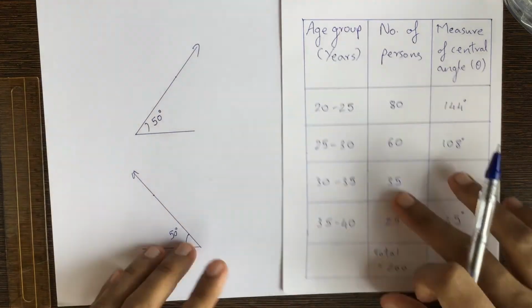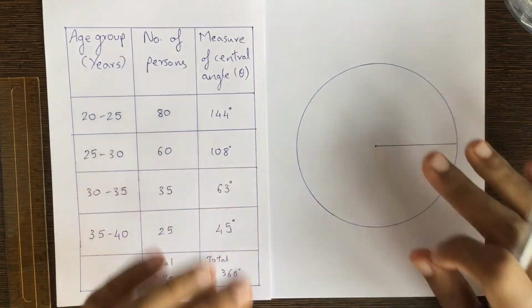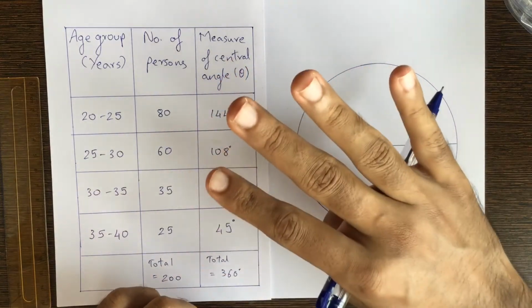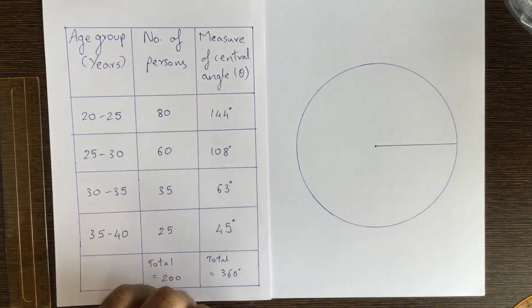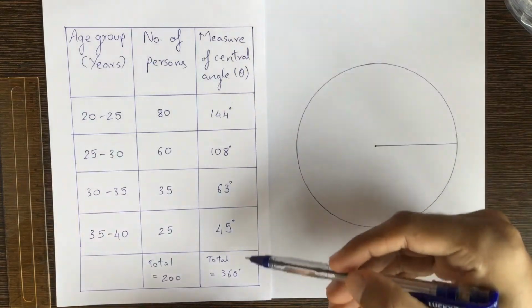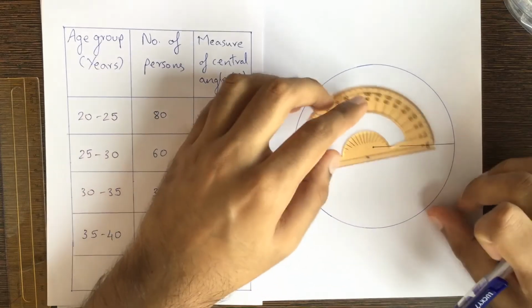Okay, so now we can continue with our sum. Our fourth step is done, right? Fourth step was draw a circle and its radius. We are done. Now, fifth step says draw various sectors of the circle according to the angles calculated in the measure of the central angle column. So first angle, which one? 144 degrees. So I'll keep my protractor over here.